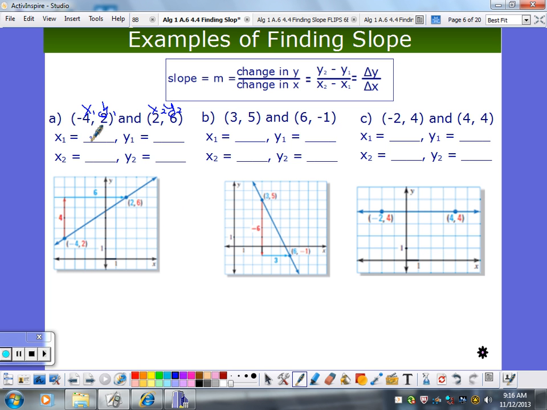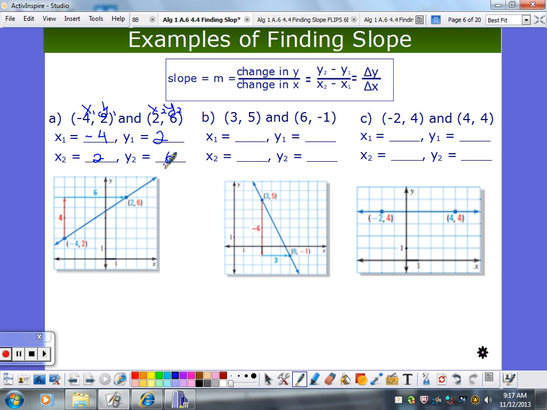What's my x1? And what's my y1? Right, over here. And then what's my x2? And 6. So basically, what did I do? Here's the first pair. Here's the second pair. That's supposed to be 2. Then I plug it into the formula.